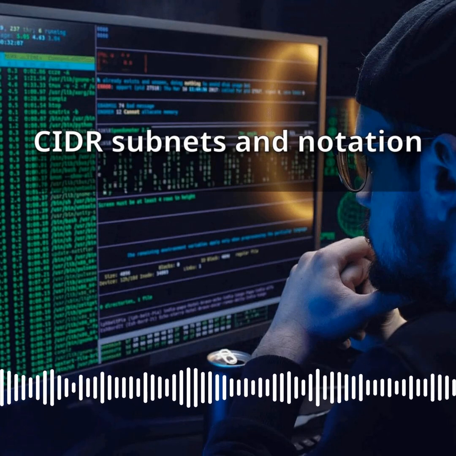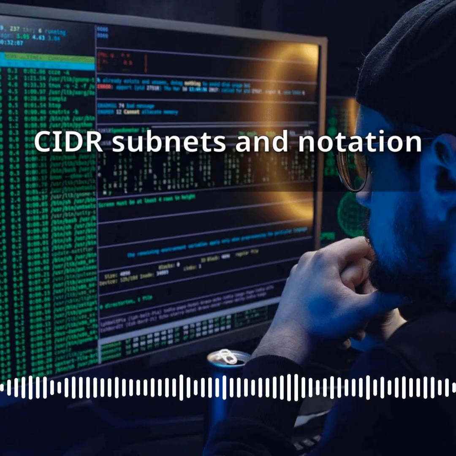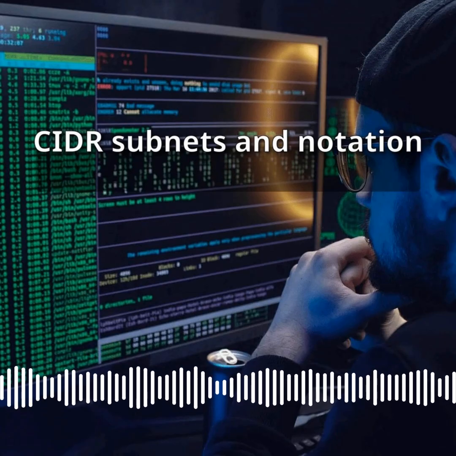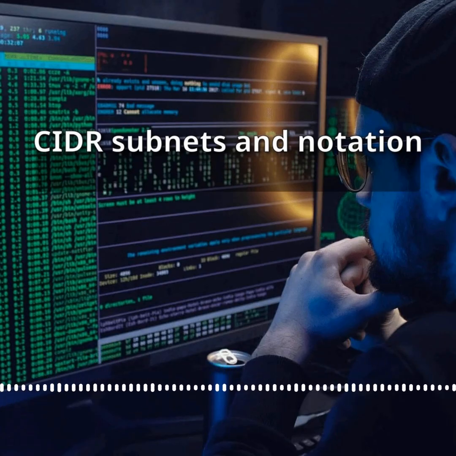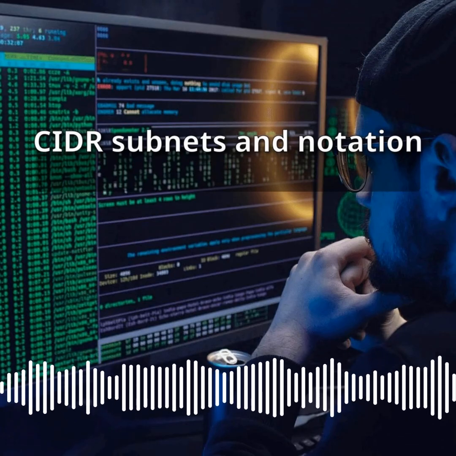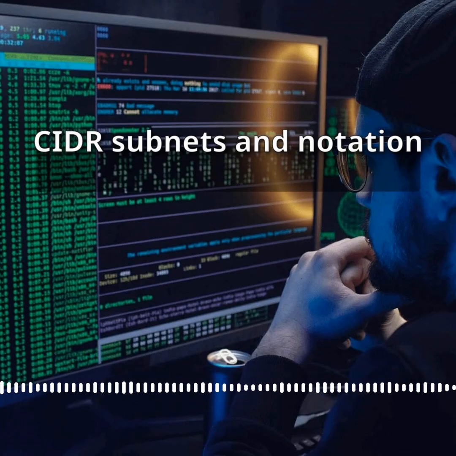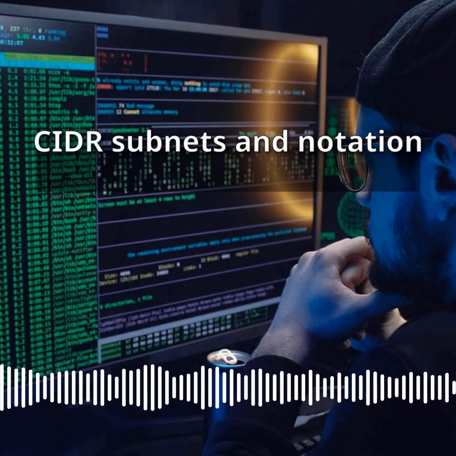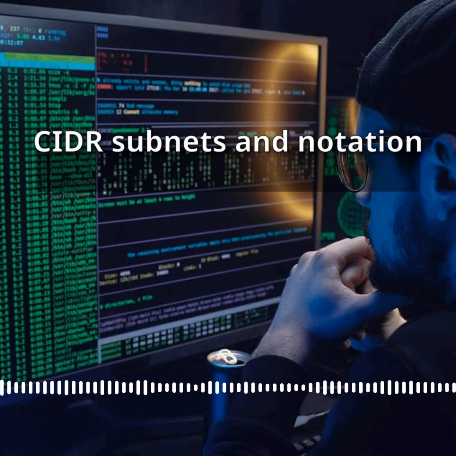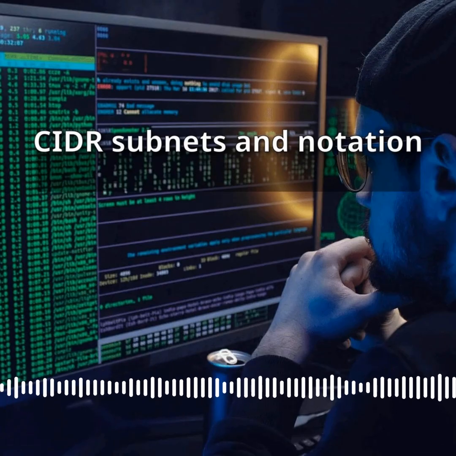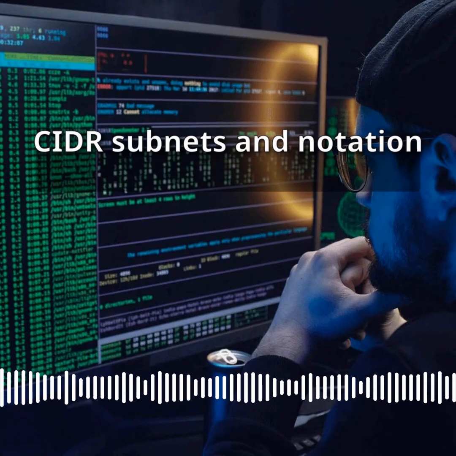Before diving into CIDR, let us recall what an IP address is. An Internet Protocol version 4 address is a 32-bit number written in 4 groups of decimal digits separated by dots, for example 192.168.1.10. Each group, called an octet, represents 8 bits and can range from 0 to 255. The full 32-bit address uniquely identifies a device on a network. However, not every bit of that address describes the device itself. Some bits describe the network to which the device belongs, and the remaining bits identify the specific device within that network. Understanding how many bits belong to the network versus the device is the core idea behind subnetting and CIDR.